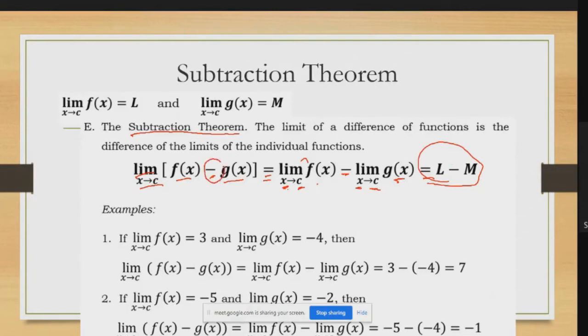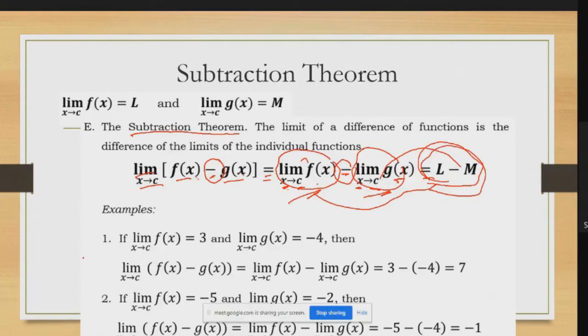Kaso nga lang, ito yung minus. The limit of a difference, okay, ito yung difference, f of x minus g of x. So, pwede din pala siyang paghiwalayin, no? Pinaghiwalay lang siya, then you get the limit of the minuend and the subtrahend. Then, get the individual limits. Ang limit nito ay L. Ang limit naman nito ay M. So, L minus M yung final answer.